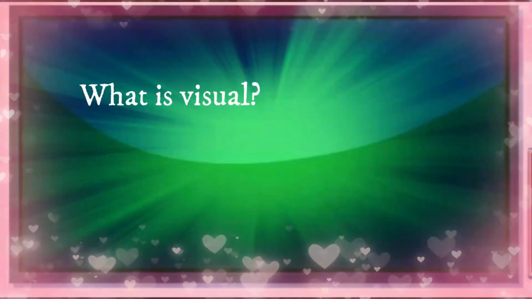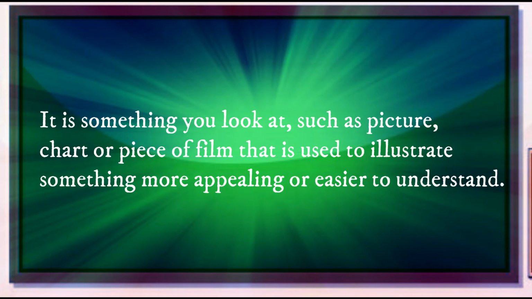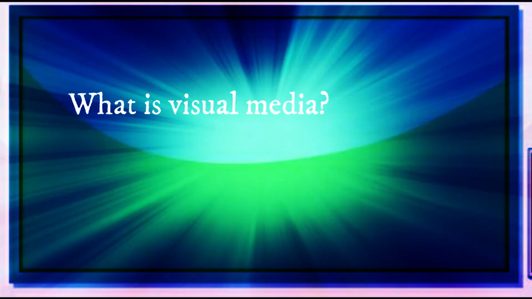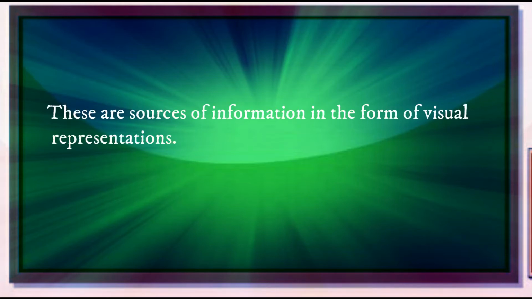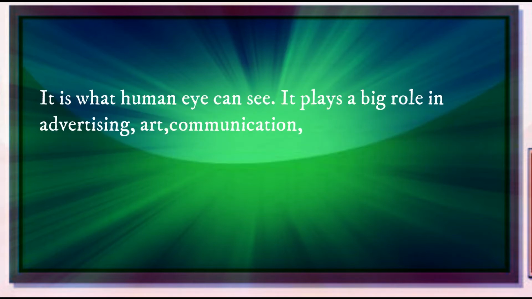To start with, what is visual? It is something you look at, such as a picture, chart, or piece of film that is used to illustrate something, making it more appealing or easier to understand. What is visual media? These are sources of information in the form of visual representations. These can be abstractions, analogs, rough illustrations, or digital reproductions of objects. It is what the human eye can see.